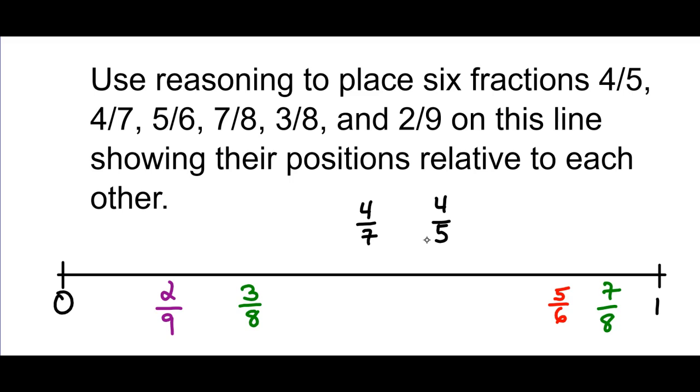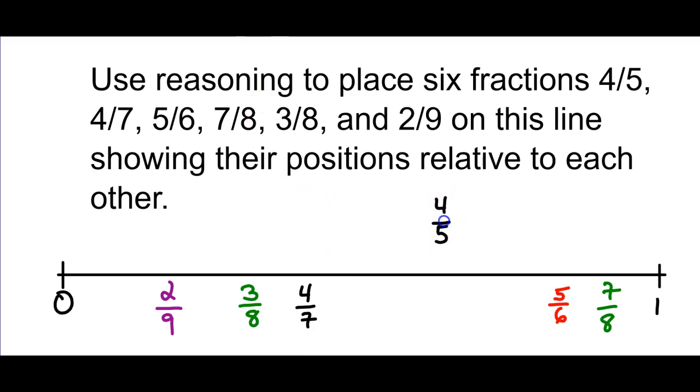out where those go. When I look at 4/7, I say, is 4/7 larger than a half? Well, I know that half of 7 is 3.5. So 3.5 over 7 would be 1/2. 4/7 then is larger than a half. 3/8 is less than a half, because I know 4/8 is a half. So I know that 4/7 goes to the right of 3/8.